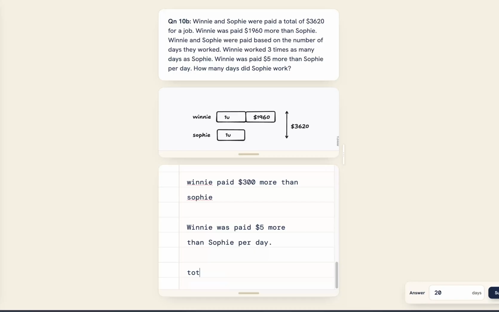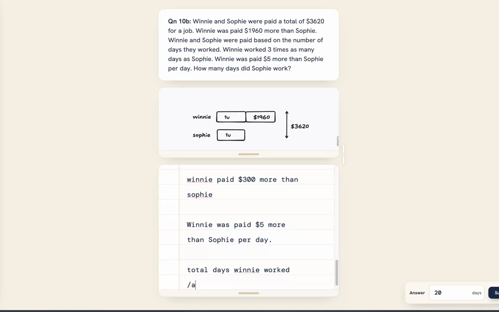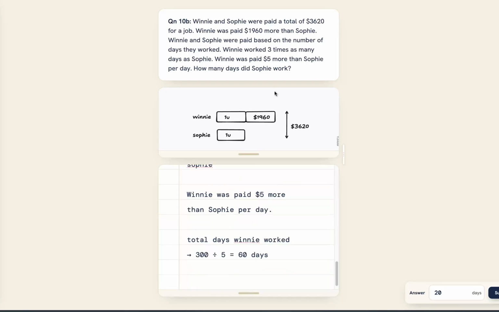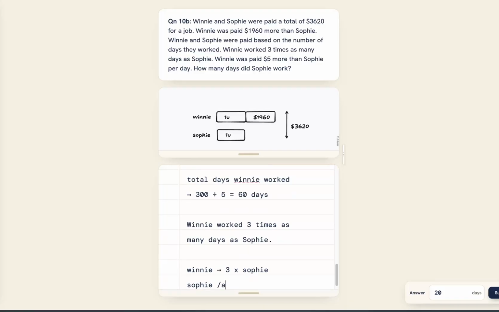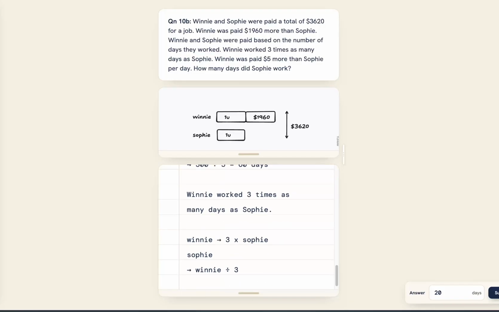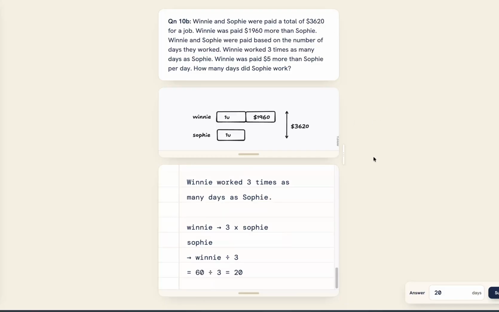That means the total days Winnie worked will be equal to 300 divided by 5, which is 60 days. And then from here, Winnie worked 3 times as many days as Sophie. So Winnie is equal to 3 times Sophie in terms of days. So Sophie will be Winnie divided by 3. Since we know Winnie worked 60 days, that means 60 divided by 3 gives us 20. So therefore, Sophie worked for 20 days in total.